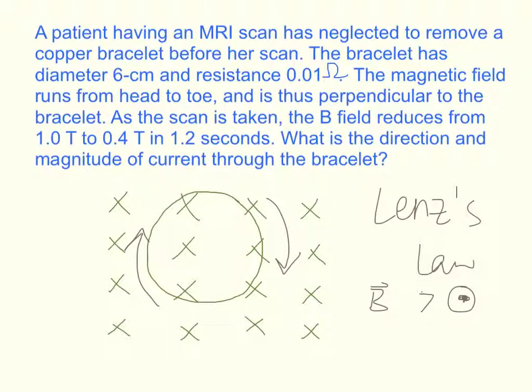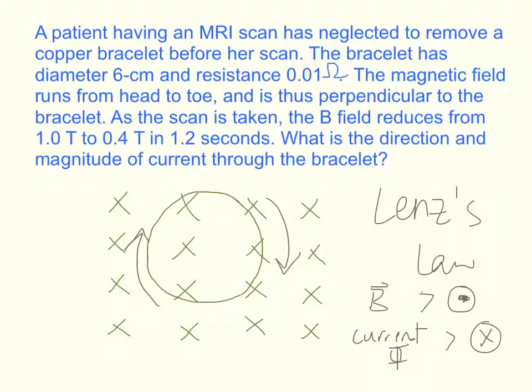So that means that the loop is going to act in a way to resist that. Remember, the loop itself will generate a field. The current induced will be such that it will increase into the page. So the current flux will increase into the page. And in order for that to happen, your right-hand rule will tell you that it is a clockwise current there.